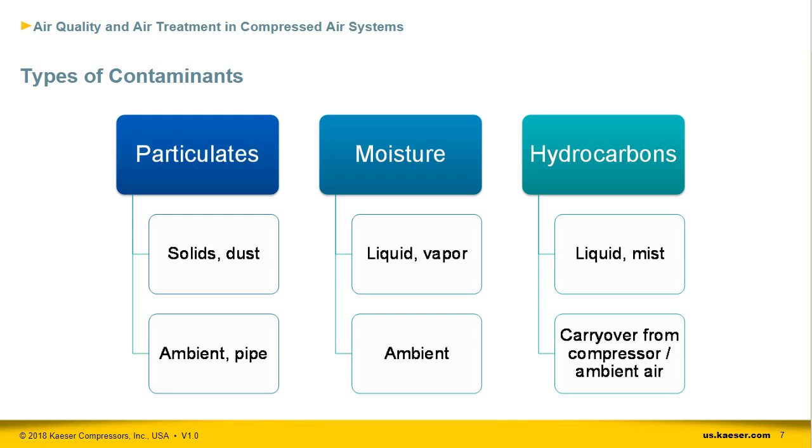So particulates are solids, and they can be picked up from the ambient air and ingested into the compressor inlet. For example, cement plants, wood products plants are usually very dusty environments, and the dust will find its way into the compressor inlet. Another source of particulate contamination is downstream of the compressor, piping. Rust and scale in iron pipe, for example, may build up over time and then flake off and head down towards the points of use. Neil will discuss this in a little more detail later on.